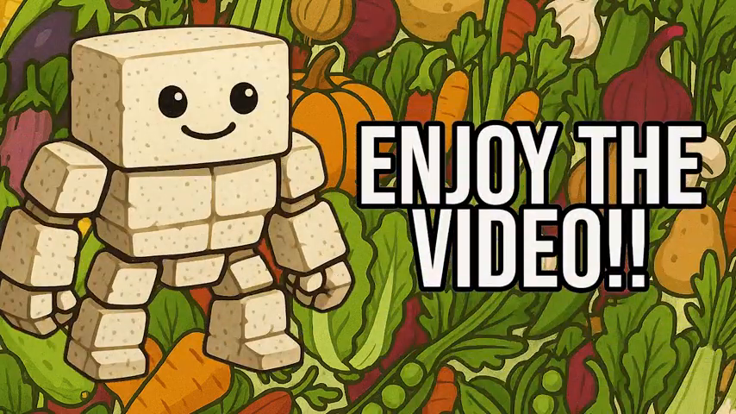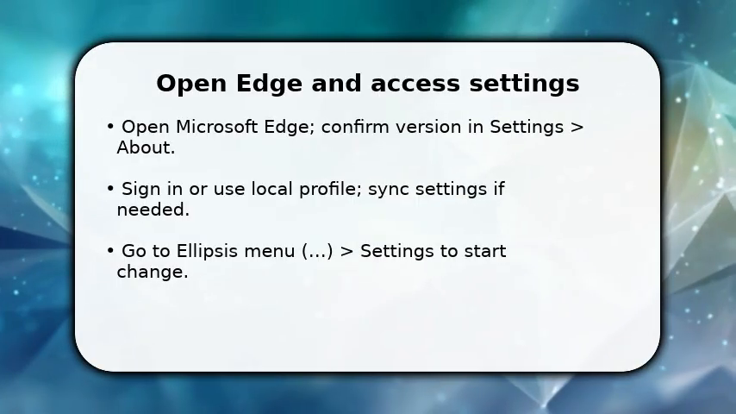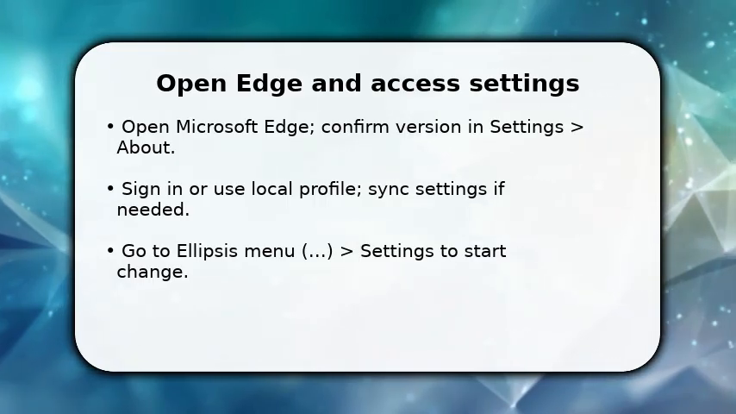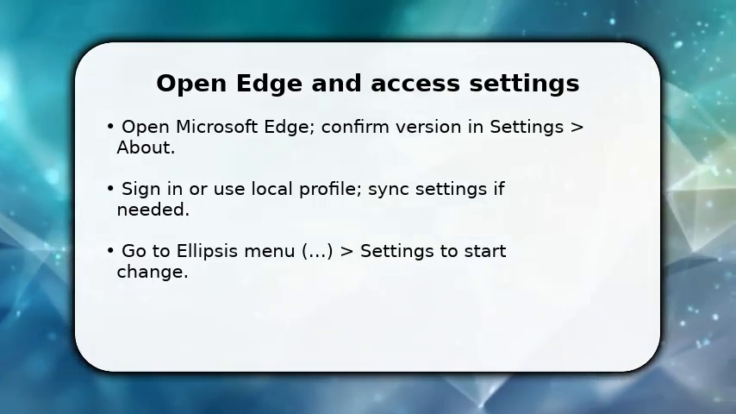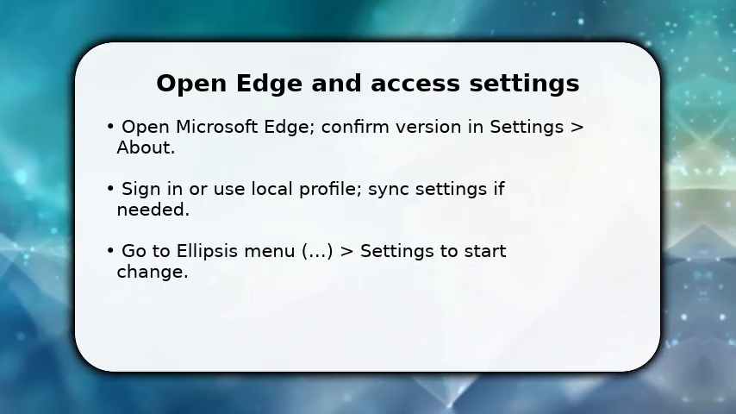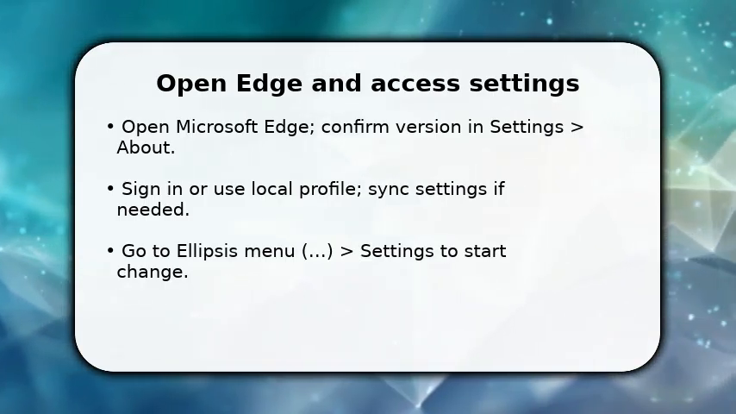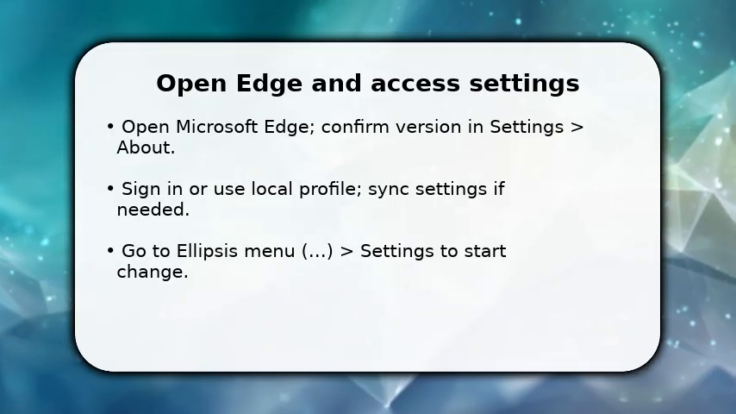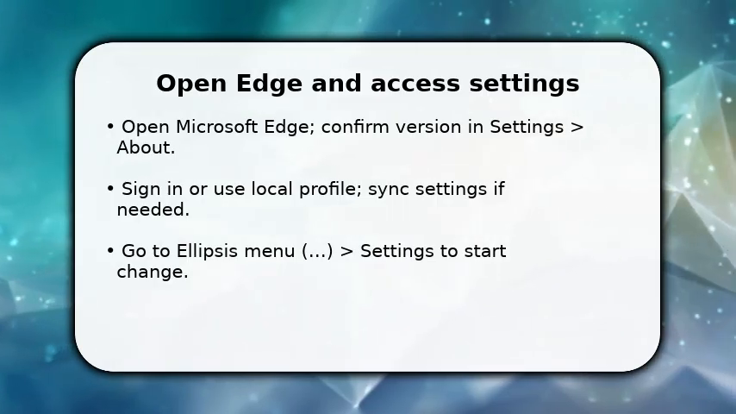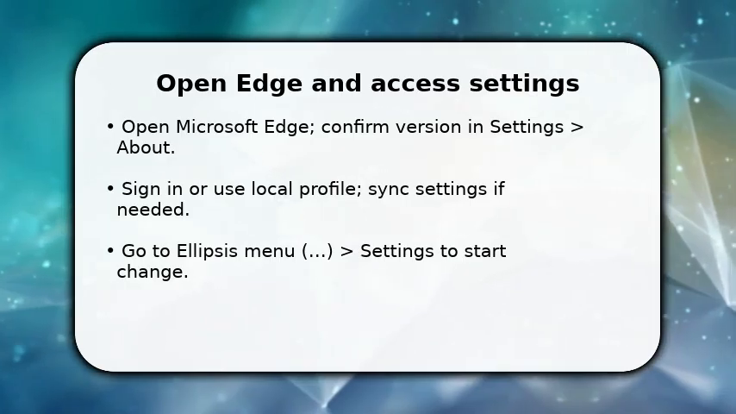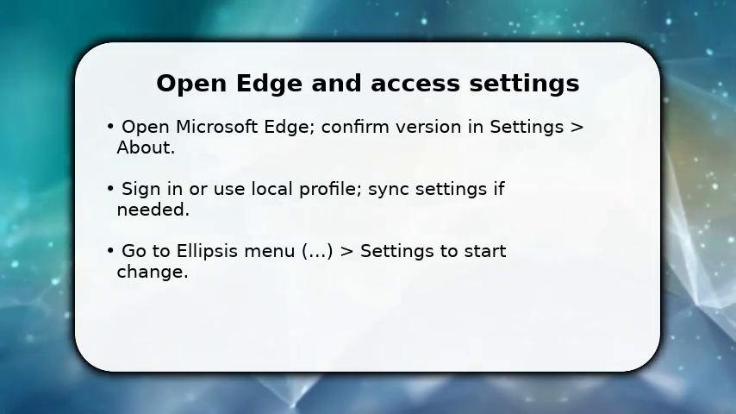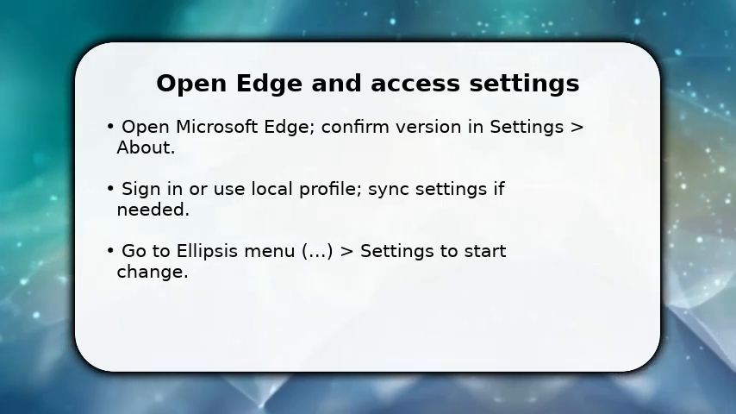Please enjoy the video. You'll start inside Edge, open the browser, and click the ellipsis menu in the top right. Once done, choose Settings and confirm your profile and version so changes stick. Make sure you're not in a guest window, because sync and profile options matter. You're taking the first actionable step now. Access profiles and new tab/page sections immediately.